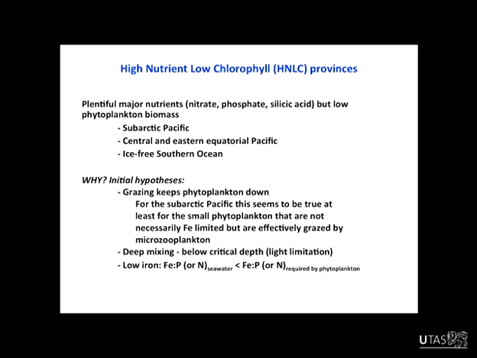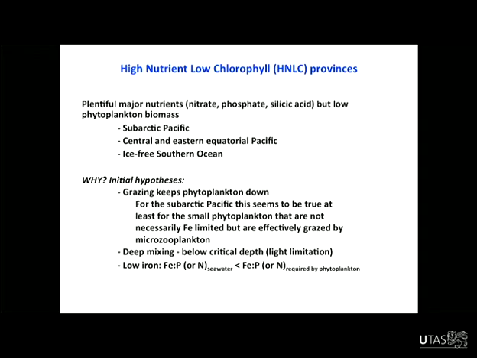Like I said, during the 80s, and it sort of came to a head with a couple of special issues of Limnology and Oceanography, a journal, in the early 90s, there were several hypotheses that were explored as to what was the process leading to these HNLC regions. Some people said that it was grazing. This seems like it might be true in the subarctic Pacific, that there are relatively small phytoplankton that are efficiently grazed by the next trophic level up, and it's that munching of the grass that's keeping the phytoplankton levels low.